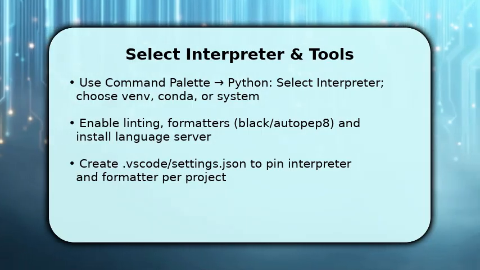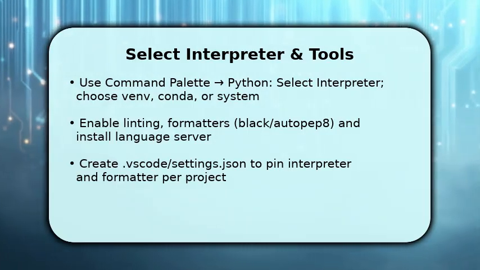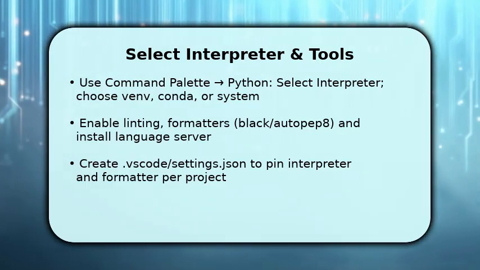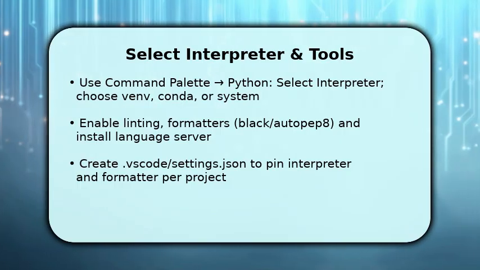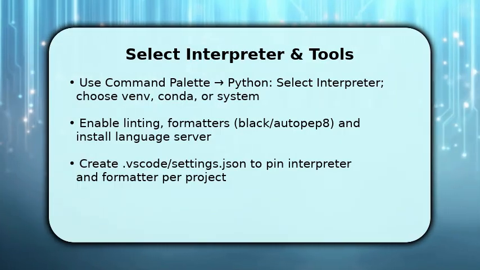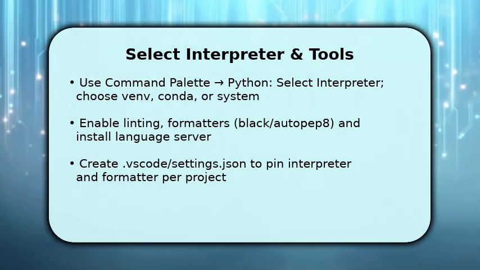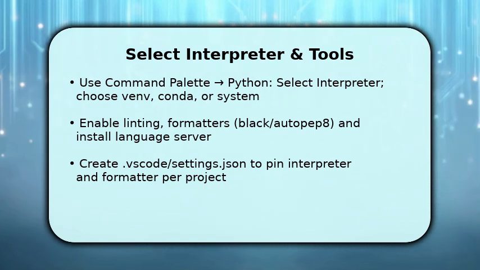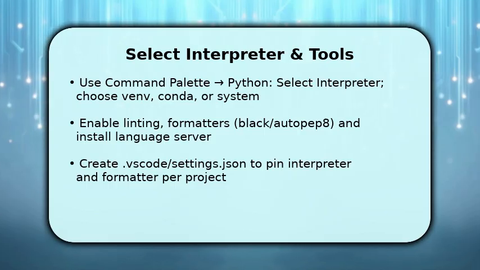Then enable linting and set a formatter like black to keep code consistent. Install the language server for better completions. Make a .vscode/settings.json to pin these choices per project, so teammates or CI use the same tools. This prevents runtime mismatches. You finish by configuring debugging and tasks so development flows.